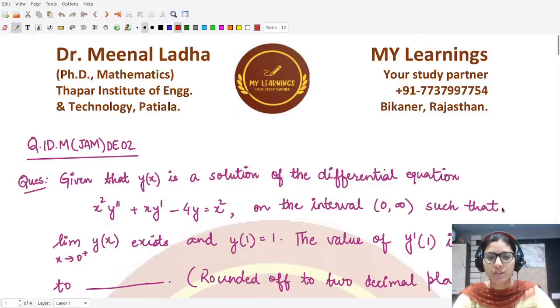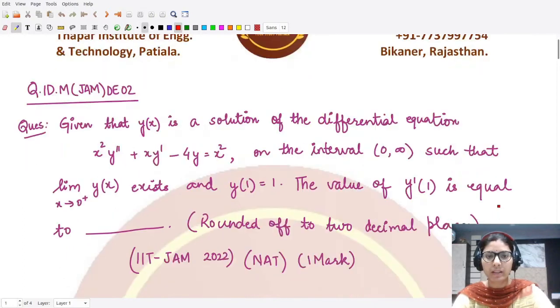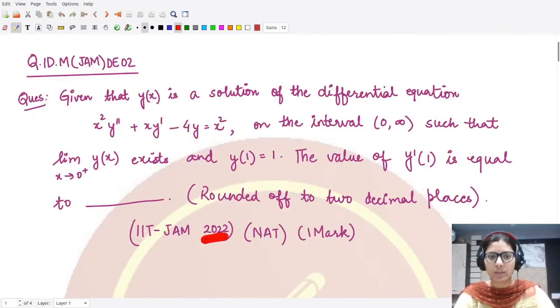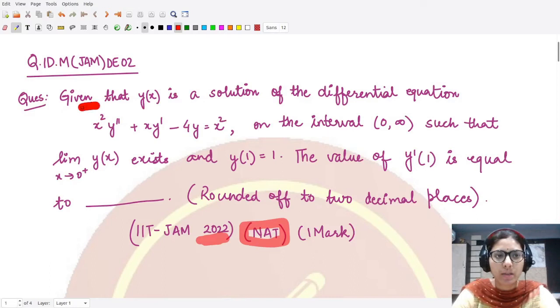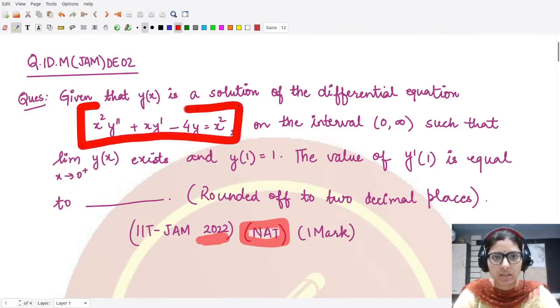In this video we shall be looking at another question from differential equations which appeared in the IIT-JAM exam 2022. This is a numerical answer type question and it is a 1 mark question. Here you are given a differential equation, and y(x) is given to be its solution.